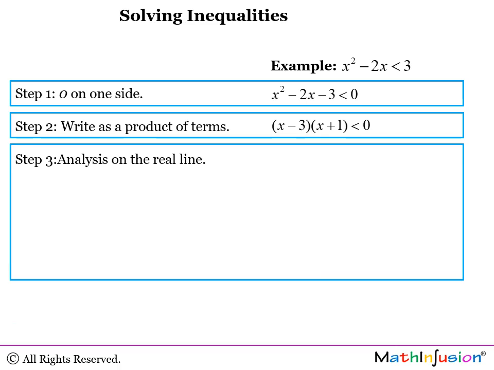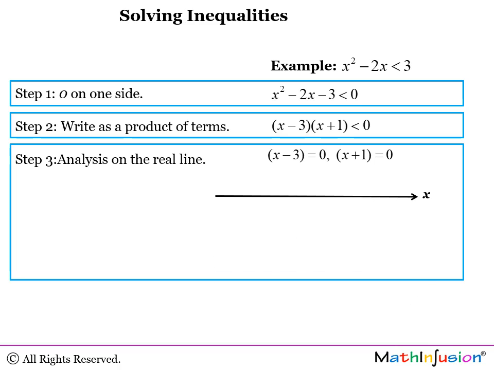In step 3, we are going to do what we call analysis on the real line. This is analyzing x minus 3 times x plus 1 to see where it is positive, negative, and obviously where it is 0. We will start by finding the zeros of x minus 3 times x plus 1. The two zeros are x equals 3 and x equals negative 1.